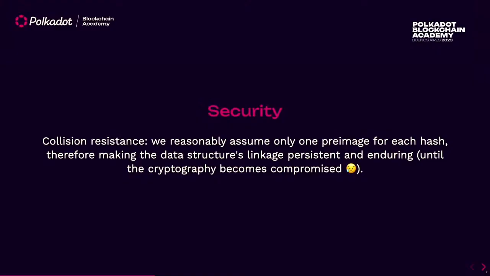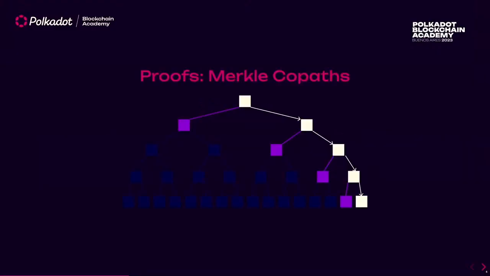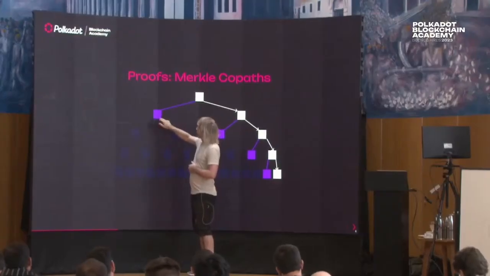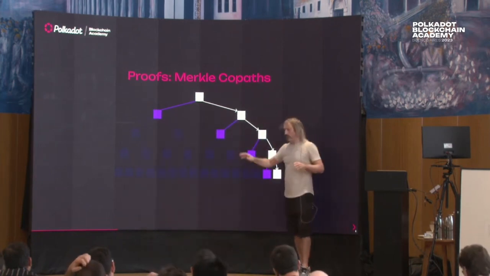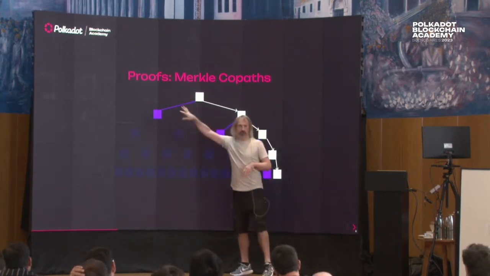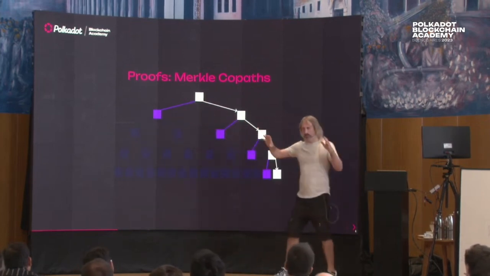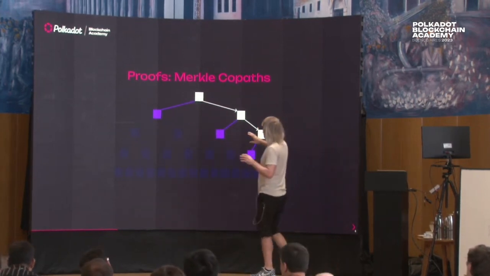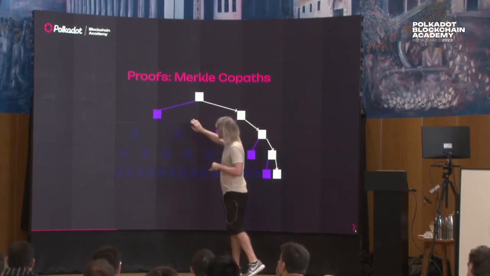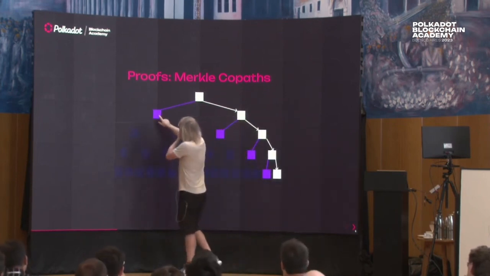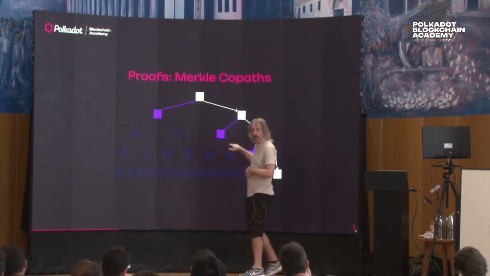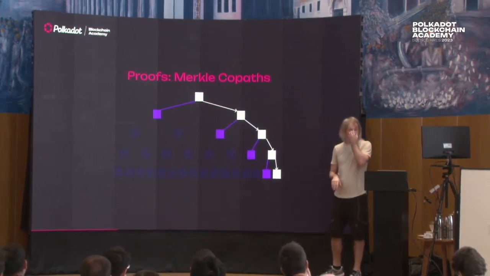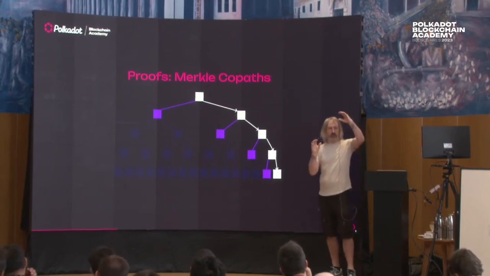Right, why does this work? There are two reasons why it works. The first is the fact that there can be no other trees with X. But the specific reason why the proofs work is because these purple things are the proofs. These four purple things are the proofs. Yeah? They constitute the proof.